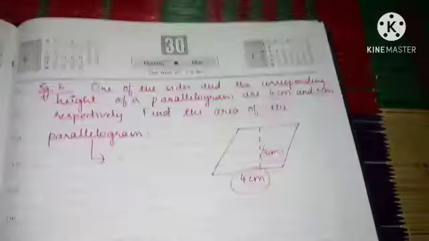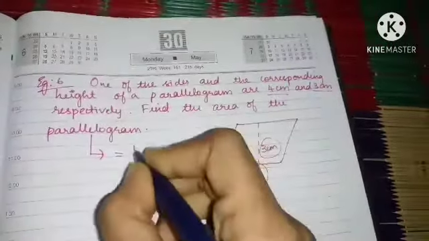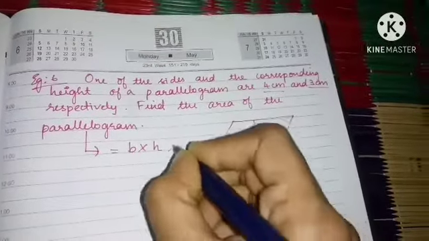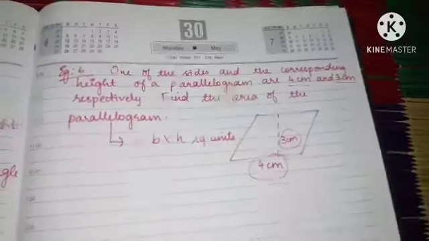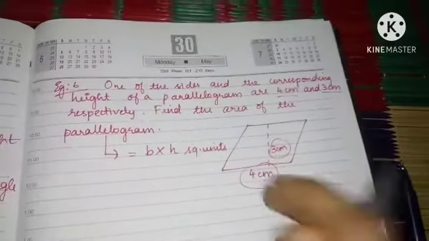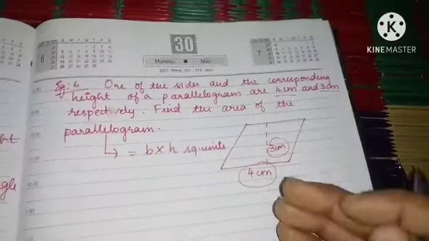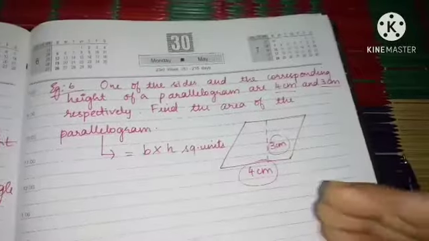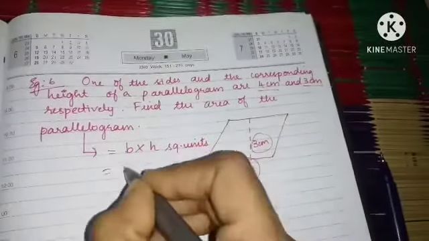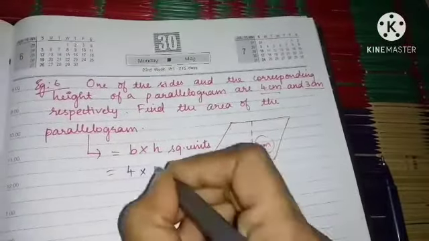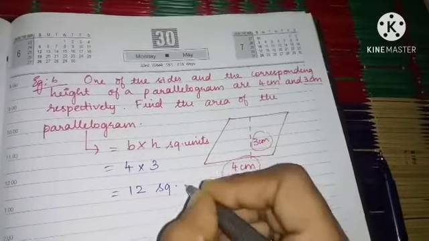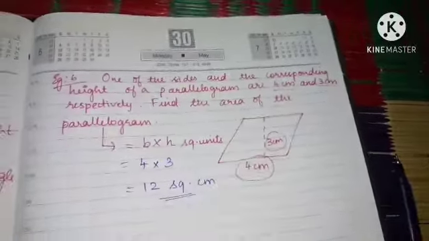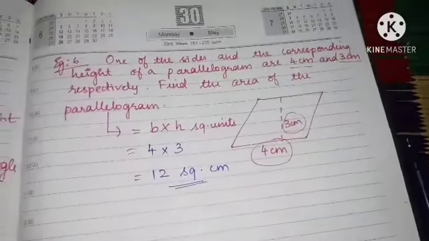What is the area of a parallelogram formula? Base into height square units. So here, what is the base, children? One of the sides is considered as the base. So here base is 4 into height 3. 4 3s are 12 square centimeter is the area of the parallelogram.